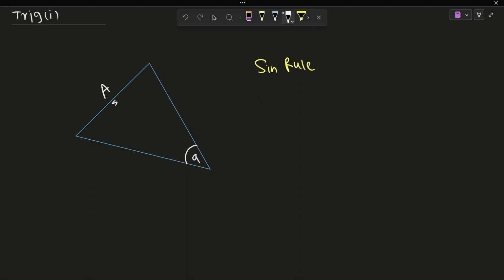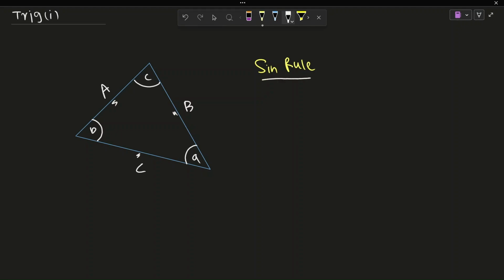Now let's move on to this angle. This angle is going to correspond to the side opposite to it, which is this, and I'm going to name this capital B. That means this is going to be small b. Now this angle is going to correspond to the side opposite to it, which is this, so I'm going to name it capital C, and this is going to be small c.